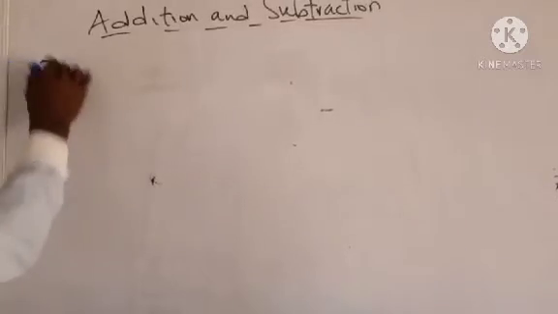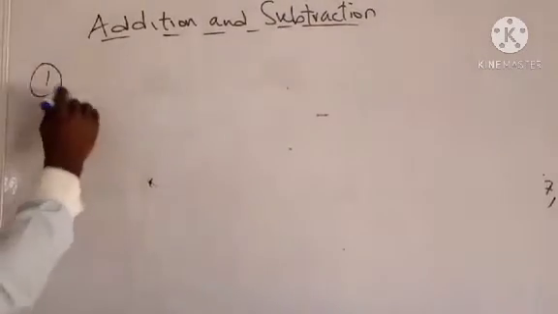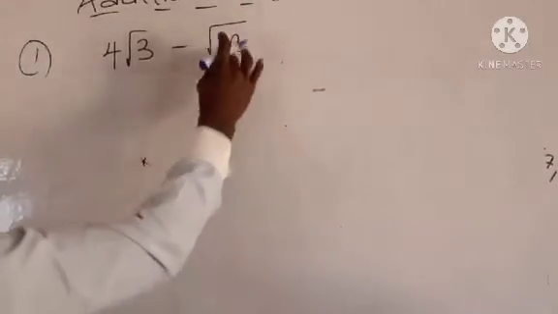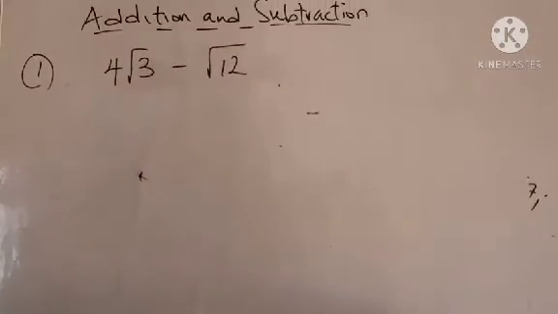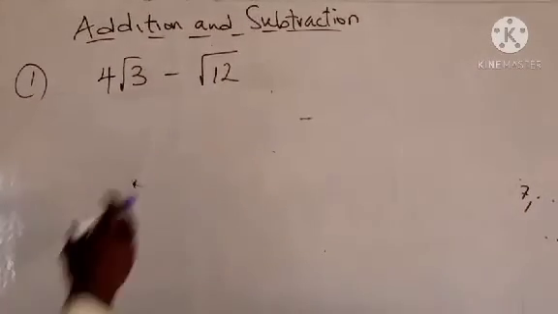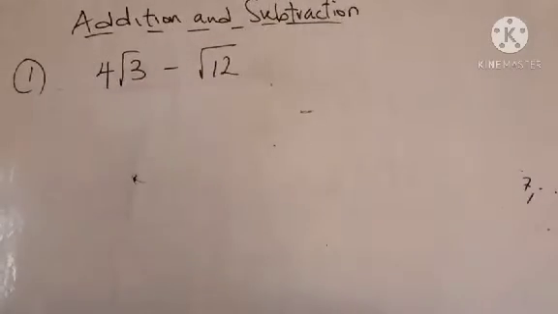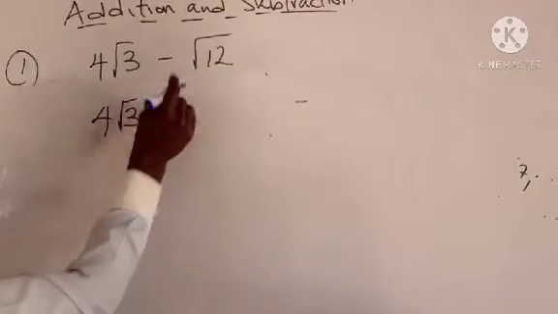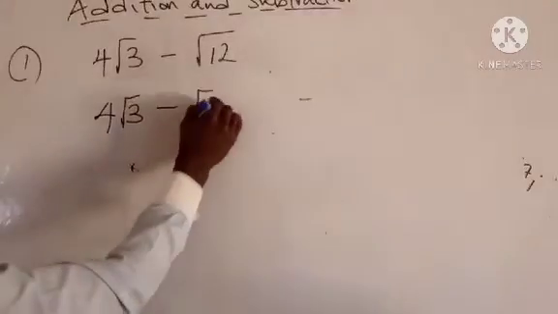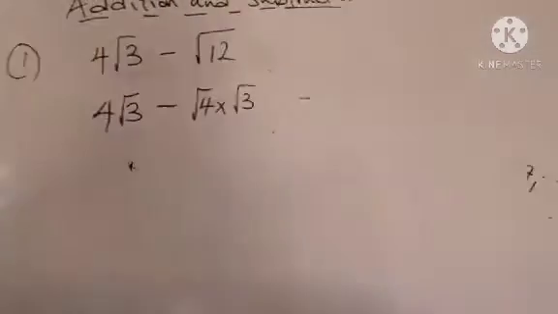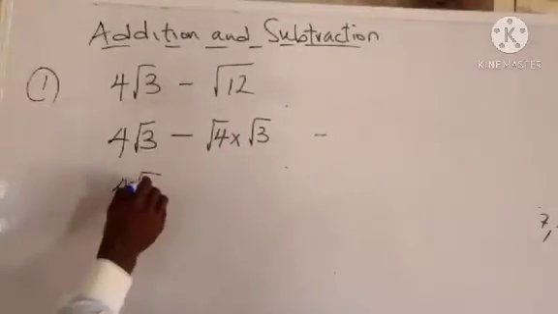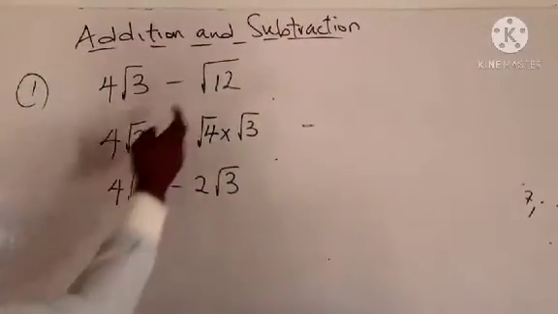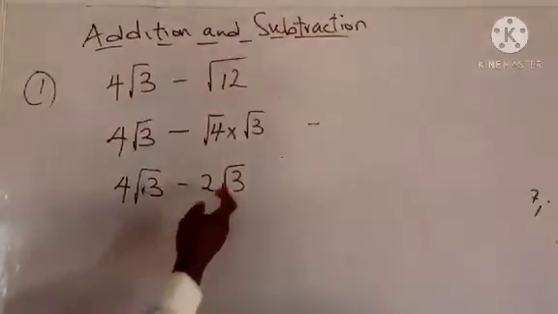So let's take an example. Simplify the following. Number one, 4 root 3 minus root 12. If you're asked to simplify 4 root 3 minus root 12, you need to check this root 12. Can it be simplified? Yes, it can. So taking the simplification process, this gives 4 root 3 minus, to simplify root 12, you need root 4 times root 3. So what I now have is 4 root 3 minus 2 root 3. When you simplify root 12, what you have is 2 root 3.